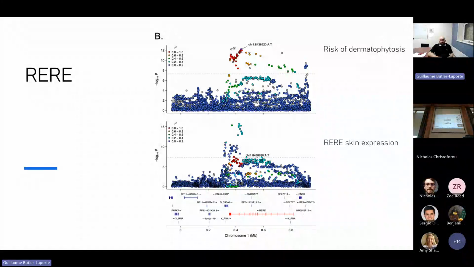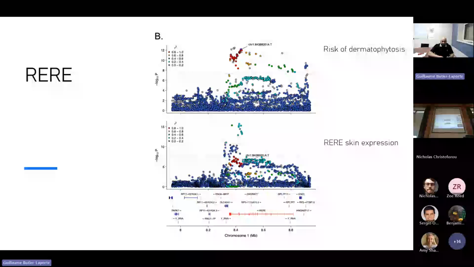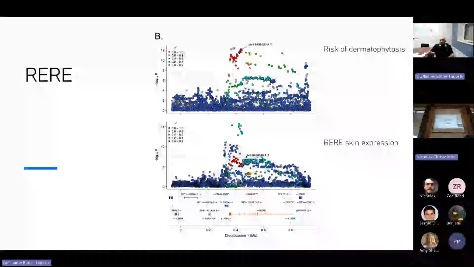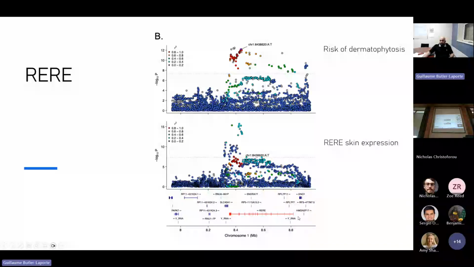So RARI, and the R doesn't stand for retinoic, it stands for some amino acid I forget. But basically, here again, you have a locus zoom around the RARI gene. Here you see that the RARI gene is massive, and that the GWAS signal at the top there falls right inside of it. So in those situations, it's easier to hypothesize that RARI is probably the causal gene, which we also see through Mendelian randomization and skin expression.